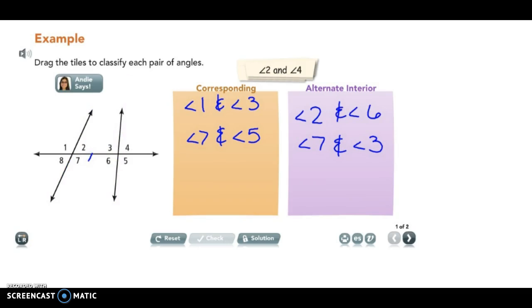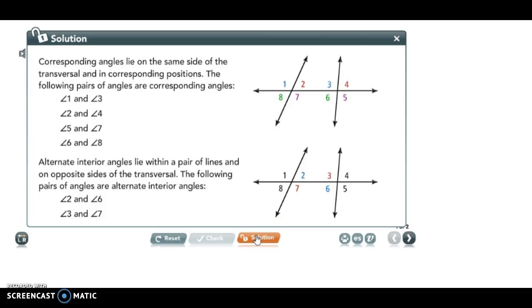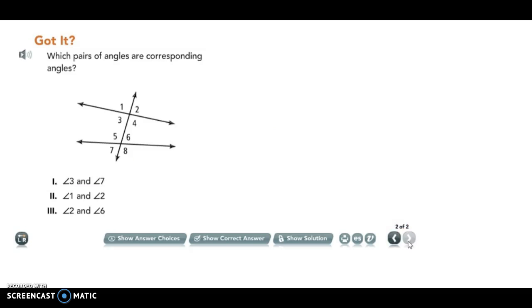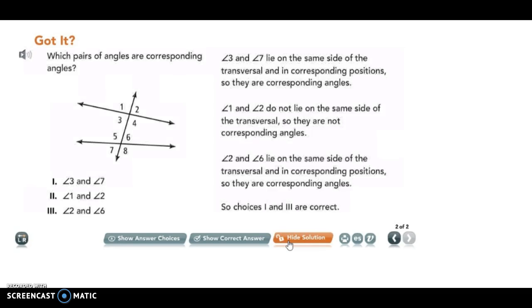Take just a moment and find your other corresponding angles. So go ahead and press pause and then write down other corresponding angles and then check them. You may check your work here. Okay, go ahead and try and find which ones are corresponding. Go ahead and press pause, and you may check your answer here.